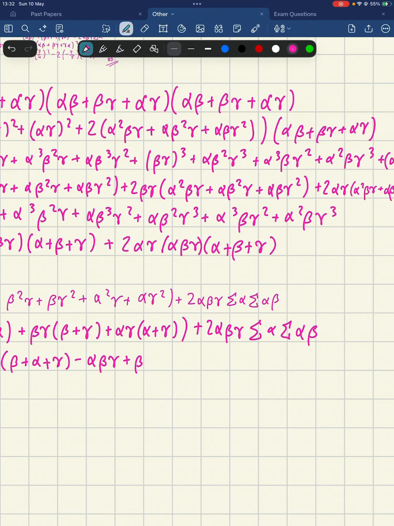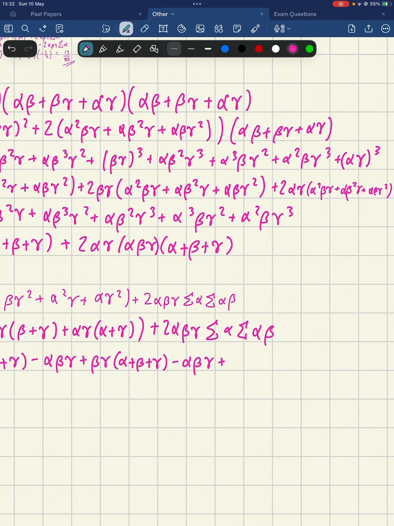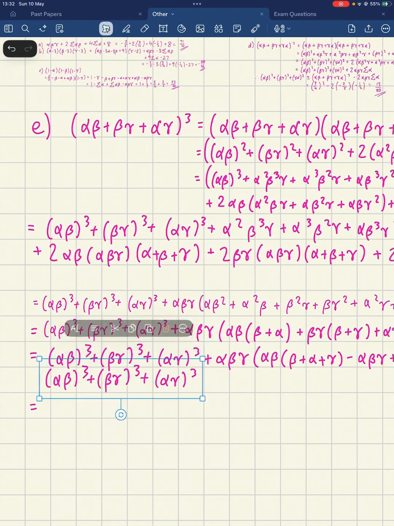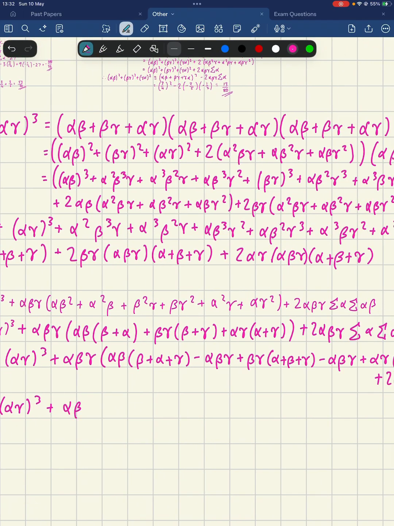Likewise, if we do the beta gamma bracket and add an alpha in this bracket, we again have to subtract alpha beta gamma. Likewise, with the alpha gamma bracket, if we add a beta in there, alpha plus beta plus gamma, we again must subtract alpha beta gamma. Now, this is towards the end of the expansion. So what this becomes is all this cubed plus alpha beta gamma, open brackets.